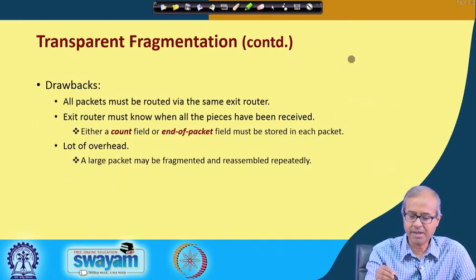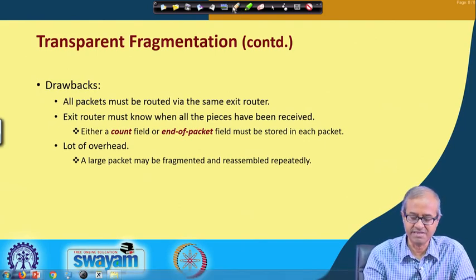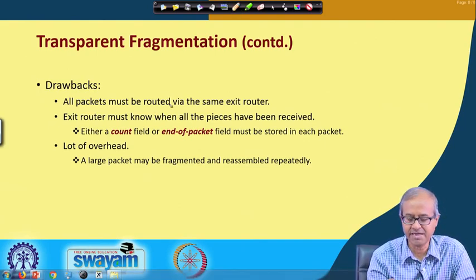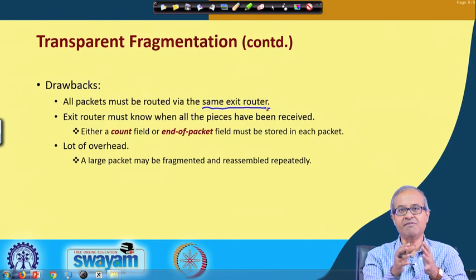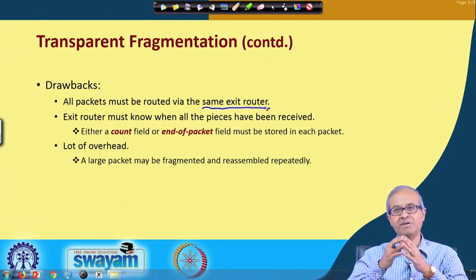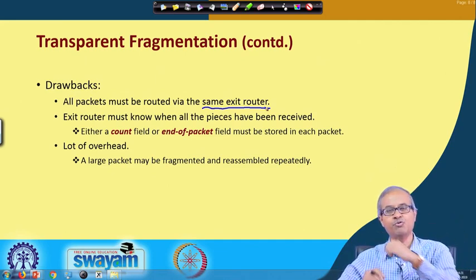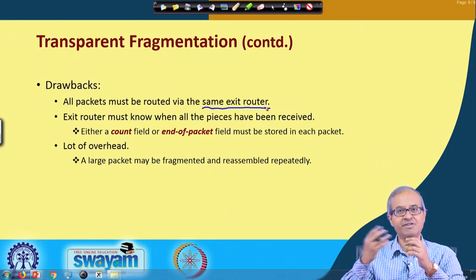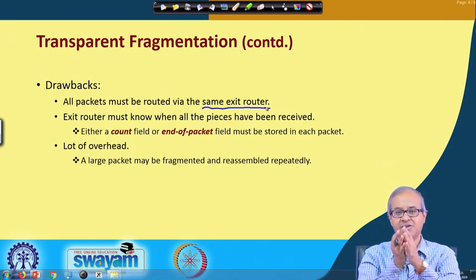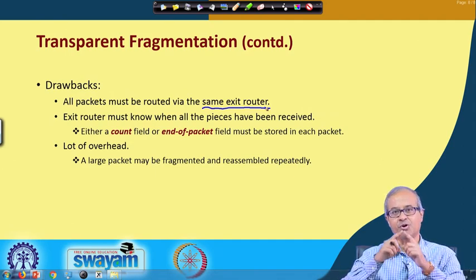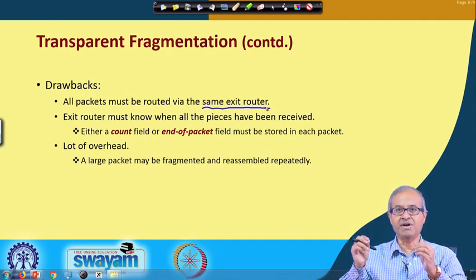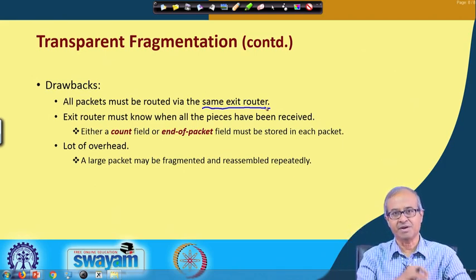Now, one of the drawbacks of transparent fragmentation is that all packets must go through the same exit router, because the exit router will have to reassemble the fragments. Even if there are multiple exit routers, all the fragments will have to go to the same router for handling, so that router might get overloaded. If there was scope for parallel processing using other routers, forwarding of the packets might have been faster. But because we are using the same exit router, the burden on that router increases, and it may become slow. Okay.